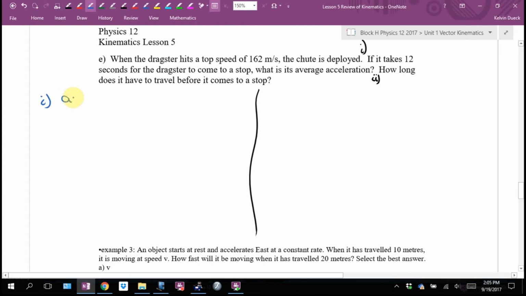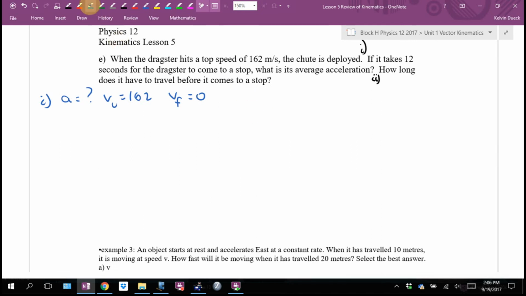So A equals... What else do I know, Nate? What's that, 162? Is that not V final? Oh, no, what's V final? Okay. So V initial is 162. V final is 0. What's that, 12? Now, I was a little sneaky. I wrote out the word seconds, and I even put it on the next line just to see who's paying attention. But sure, T equals 12.